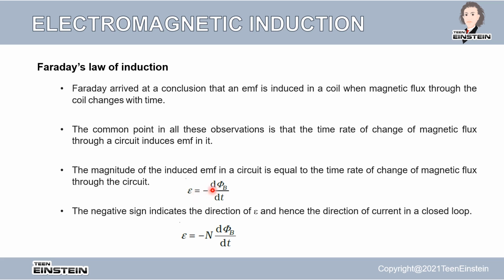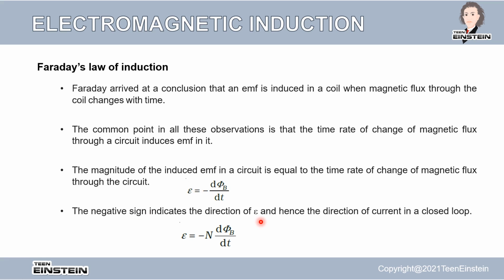So epsilon equals minus d phi B by dt. So phi B is the flux, and it has to change with respect to time. Only when this quantity is non-zero is there an EMF. Then it doesn't survive if it is zero. And why is there a negative sign? The negative sign indicates the direction of epsilon, and hence the direction of current in a loop.